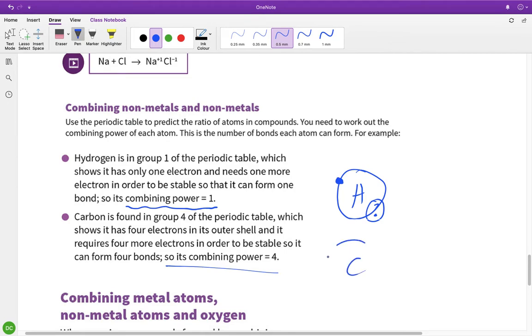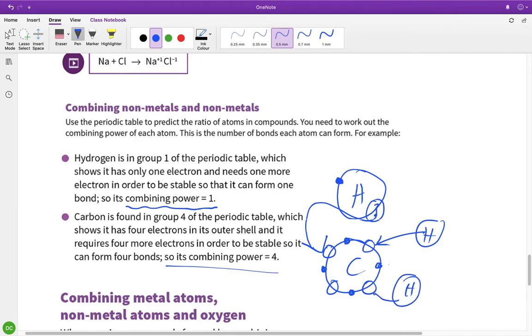Anyway, so we said carbon has 1, 2, 3, 4, which means it's missing 1, 2, 3, 4. So when you're combining these two, hydrogen has a combining power of 1, carbon has 4. So you would need a hydrogen here, another hydrogen here, another hydrogen here, and another hydrogen here. Yeah? So to make that covalent bond work, you would need 1 carbon, but you would need 4 hydrogens to make it work.